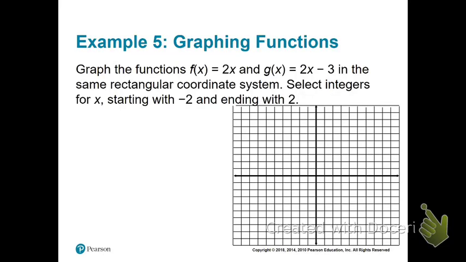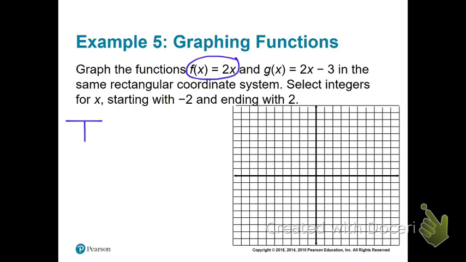Example 5 says to graph the functions f of x equals 2x and g of x equals 2x minus 3 in the same rectangular coordinate system. Select integers for x starting with -2 and ending with +2. Alright, so let's first graph f of x, which is 2x.